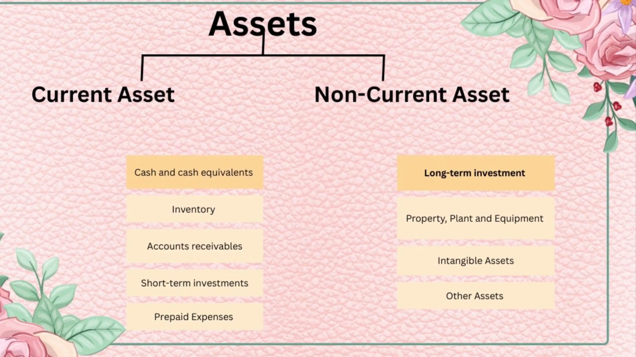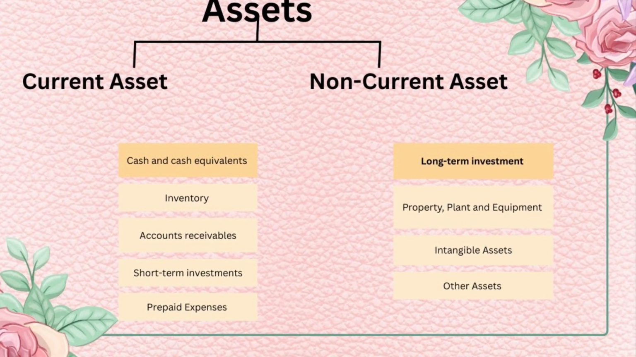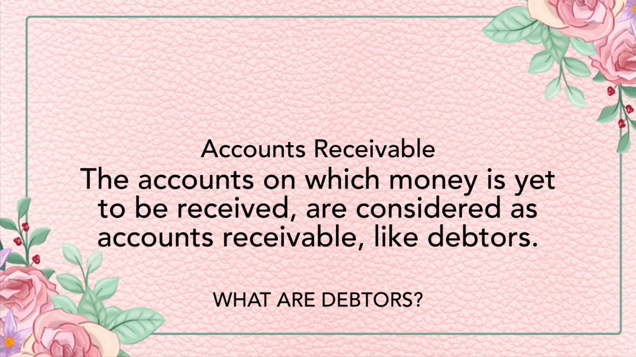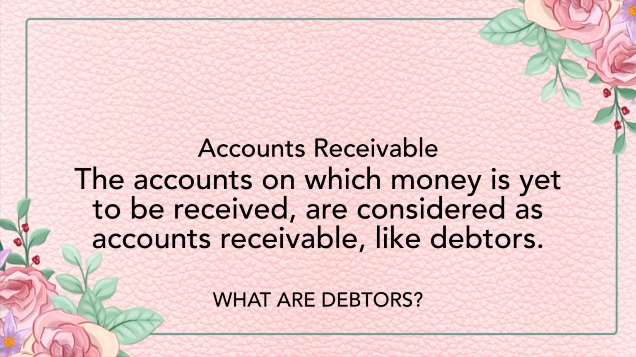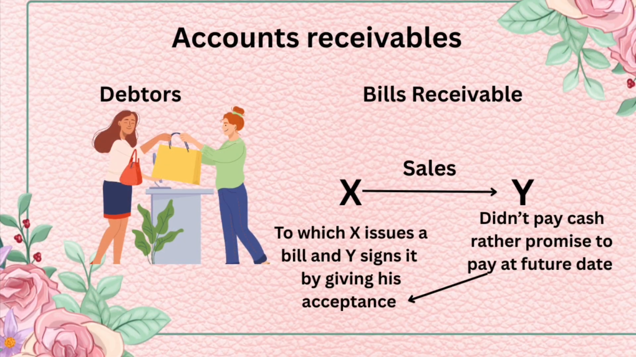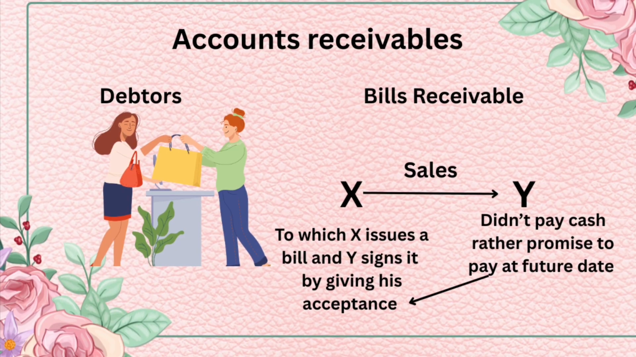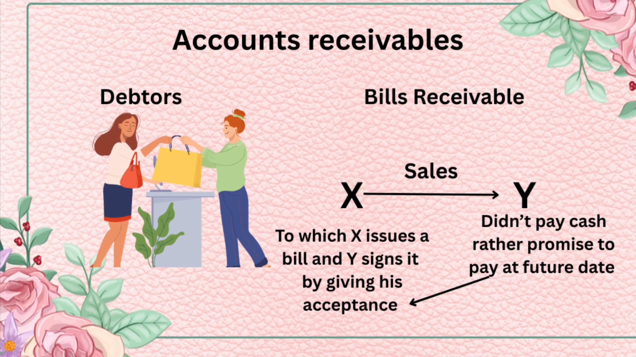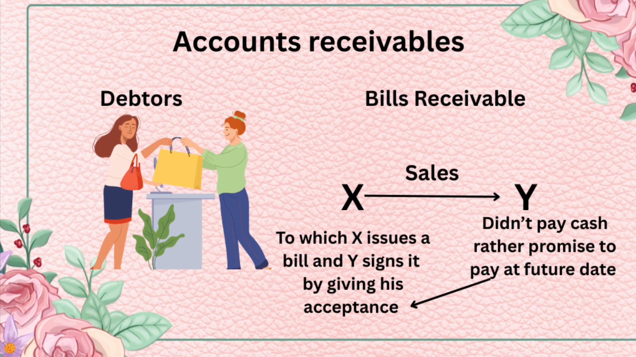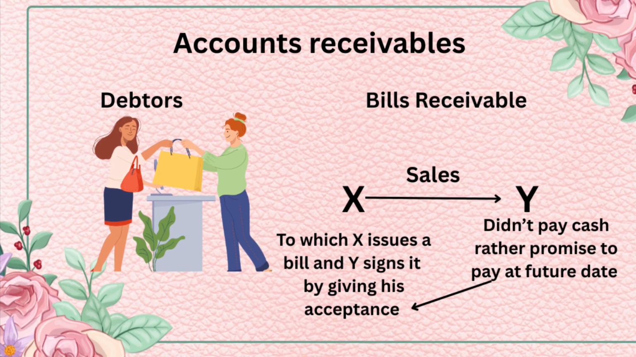Now the next current asset is accounts receivable. Now what are accounts receivable? The accounts on which money is yet to be received are considered as accounts receivable, like debtors. Now what are debtors? Suppose X is selling goods to Y on credit, and Y is not paying the money when the sale is done. He is telling that he will pay after some time. So he becomes a debtor to the company. So the person from whom money is to be taken is considered a debtor.